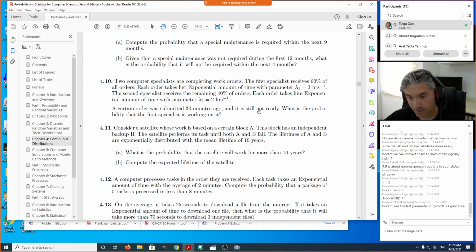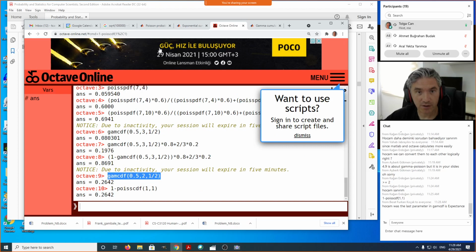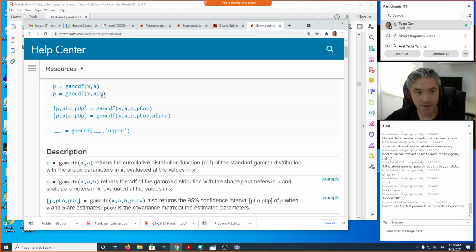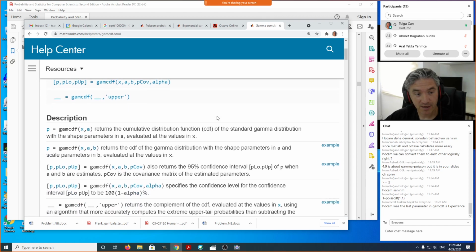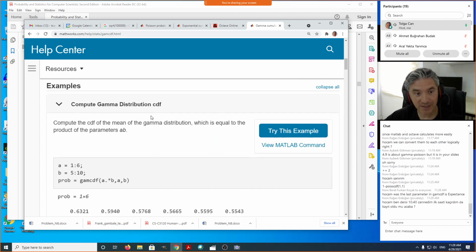Oh, the last parameter, exactly. It's not the expectation. The last parameter in gamma CDF. Here, let me go back to here. The last parameter here is 1 over lambda. The expectation is A times B. So here it's written here. The expectation.